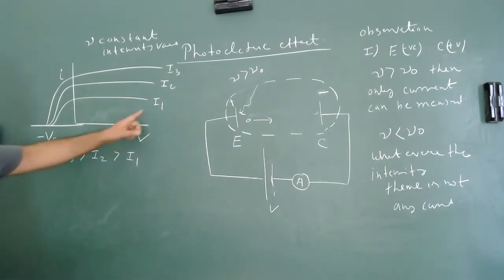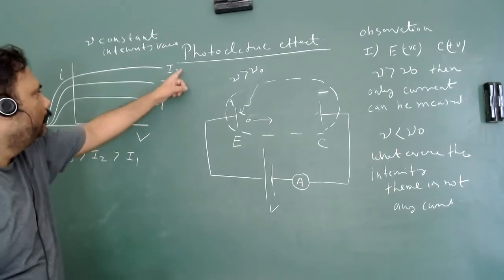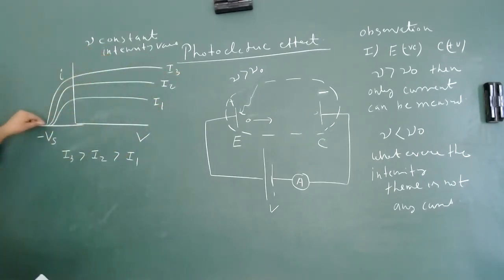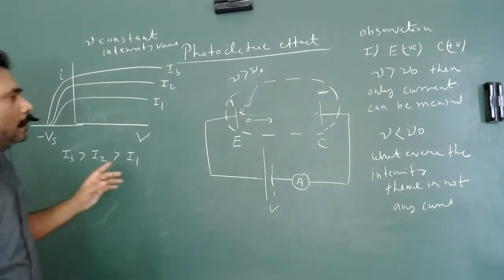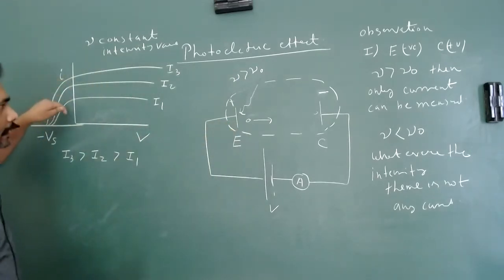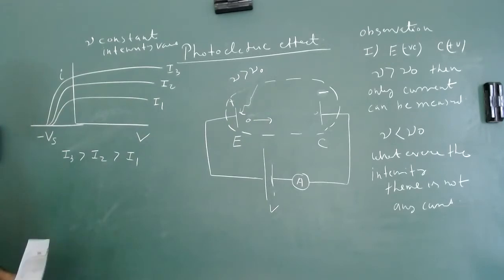What we have seen is that for different intensity, if frequency is the same, we have the same value of Vs. Which means the current is 0 for the same value of Vs.